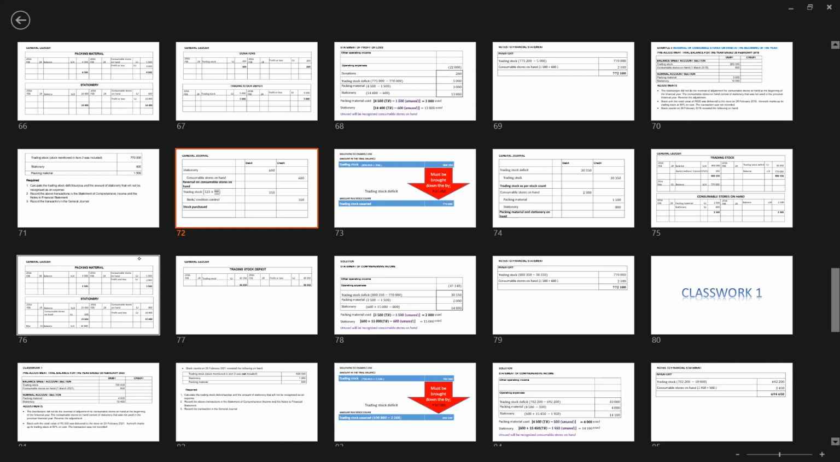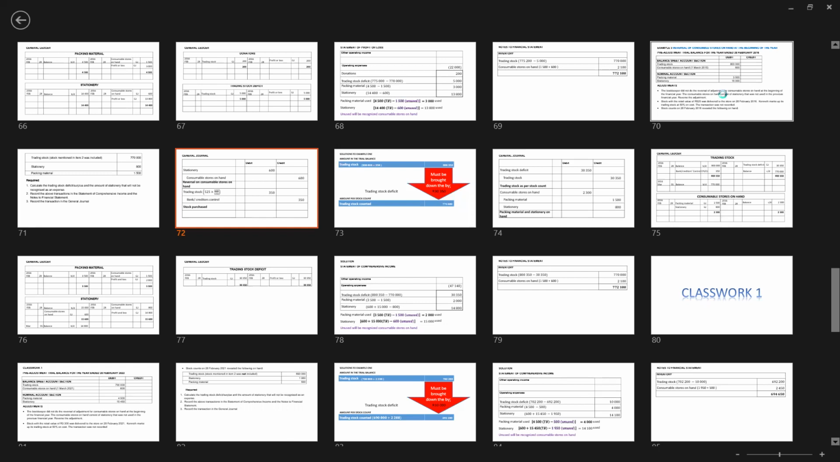Note that this affects your consumable stores on hand. I will actually do that later on. When I do the general ledger, I'll just do the whole general ledger as it is. Let me go back to the actual question.